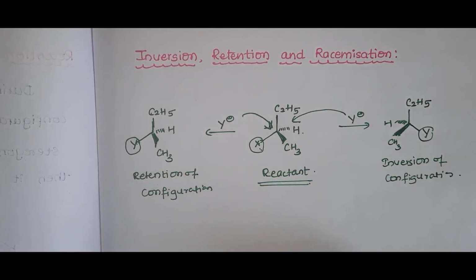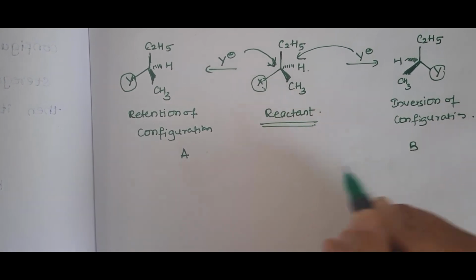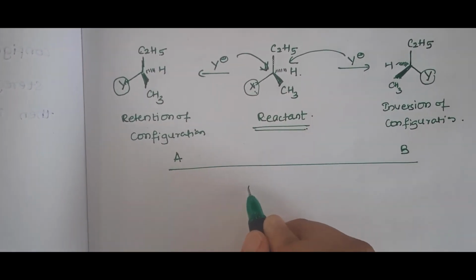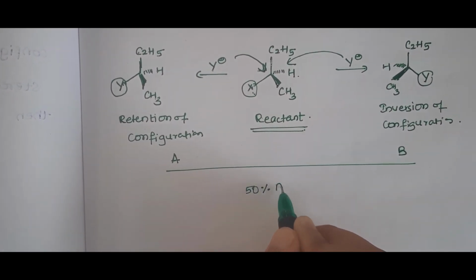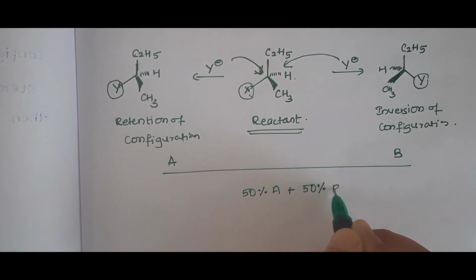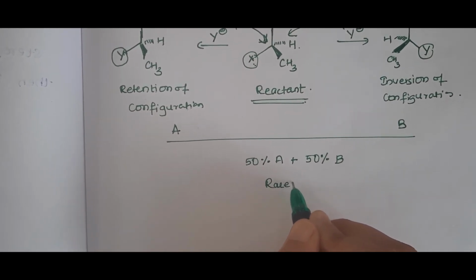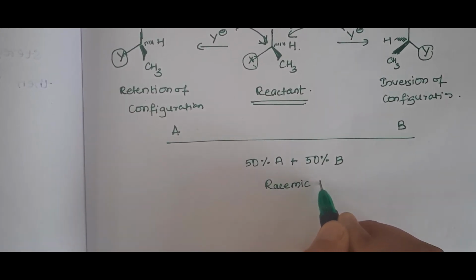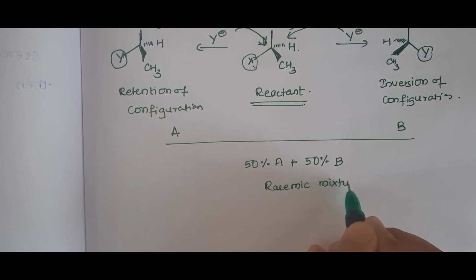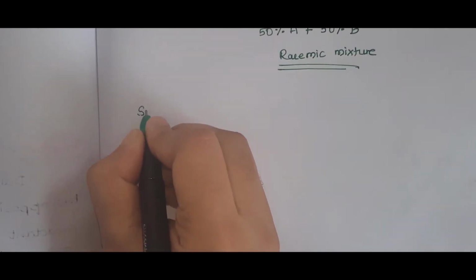And what do you mean by racemic mixture then? So let us consider the retention of configuration as A and inversion as B. So if you have 50% of A along with 50% of B, then we call it as what? Racemic mixture. That means if you have a mixture, half of which is dextrorotatory and half levorotatory, we call it a racemic mixture.